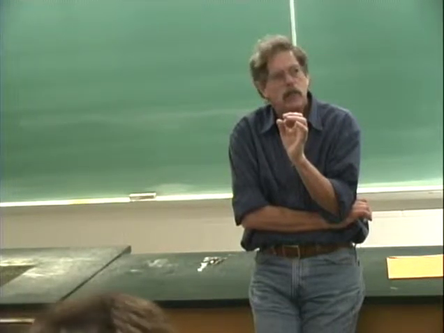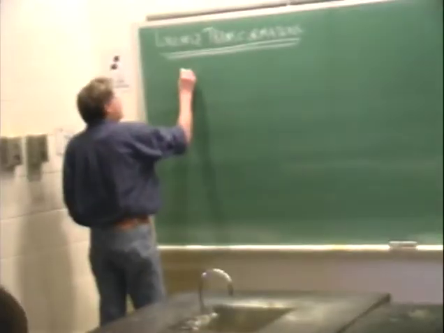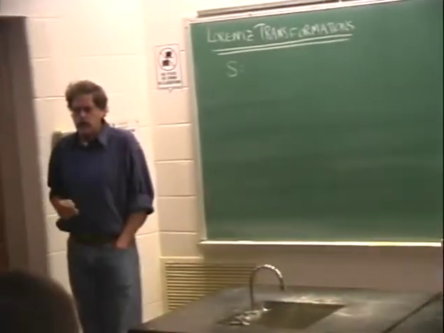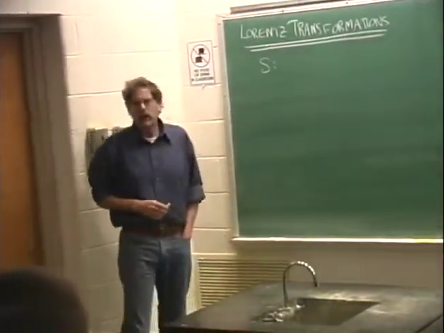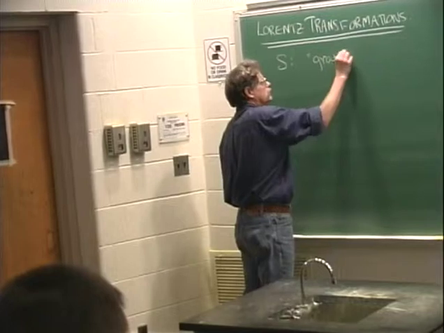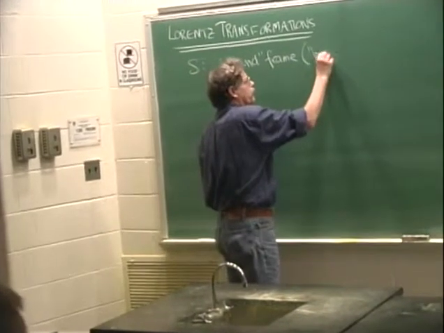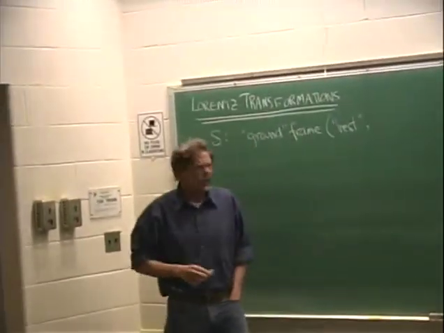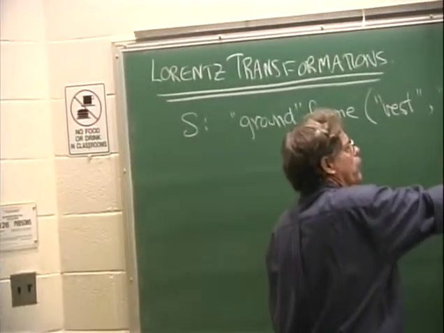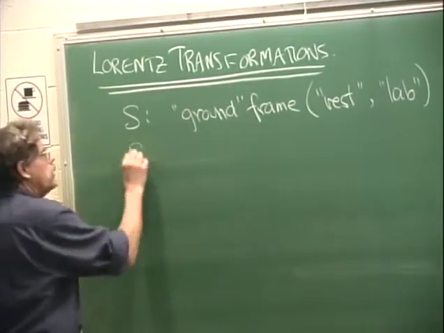involve looking at one and the same process from two different inertial reference frames, from the point of view of two different observers, in other words. We'll call these observers for today S, which, depending on how the story is going, that's the ground frame, or maybe we call it the rest frame, or the lab frame, something like that. And then another reference frame, which I'll call S prime.